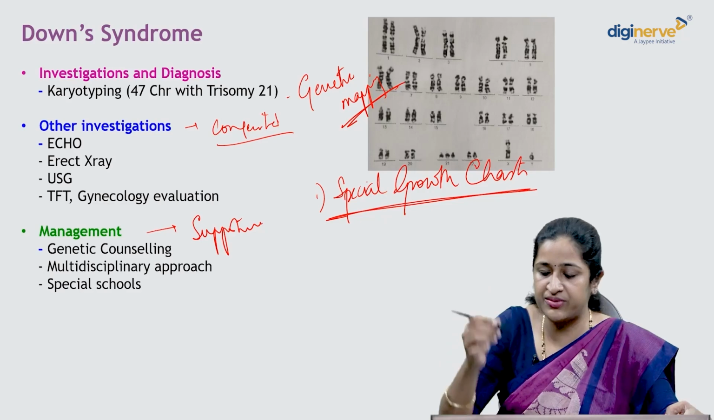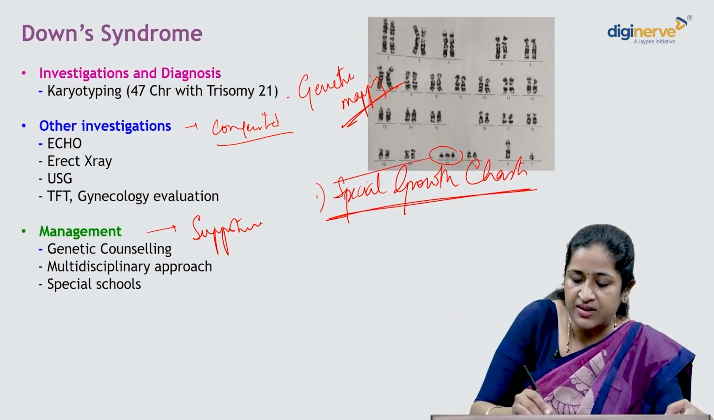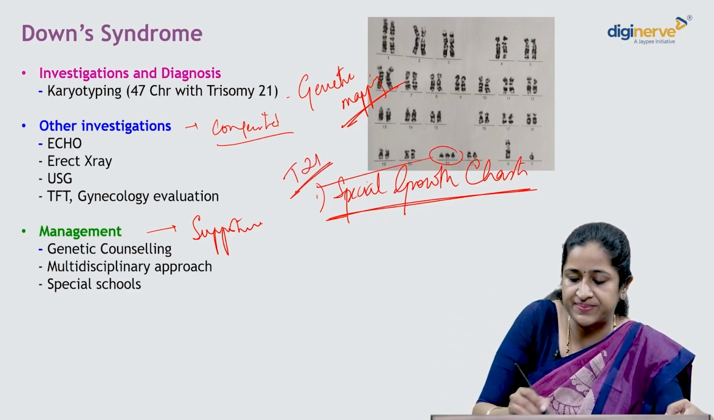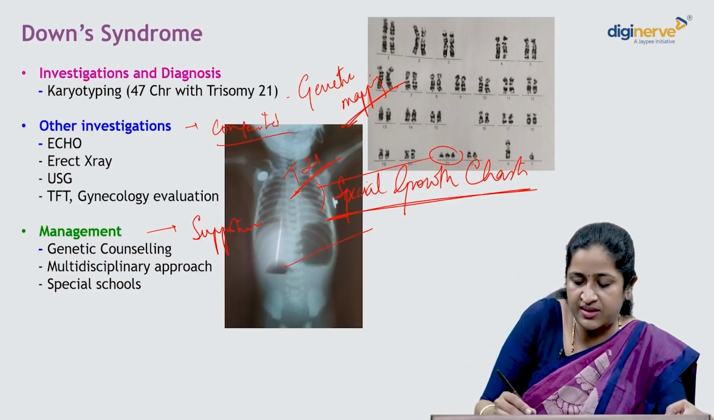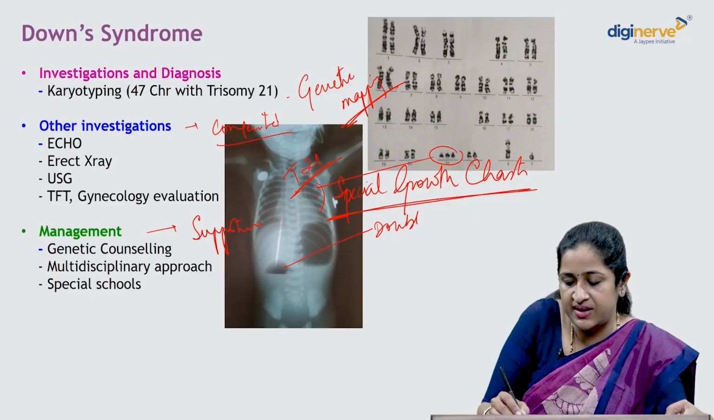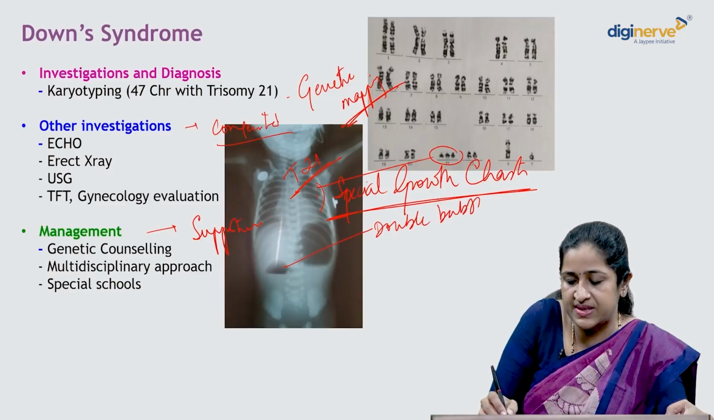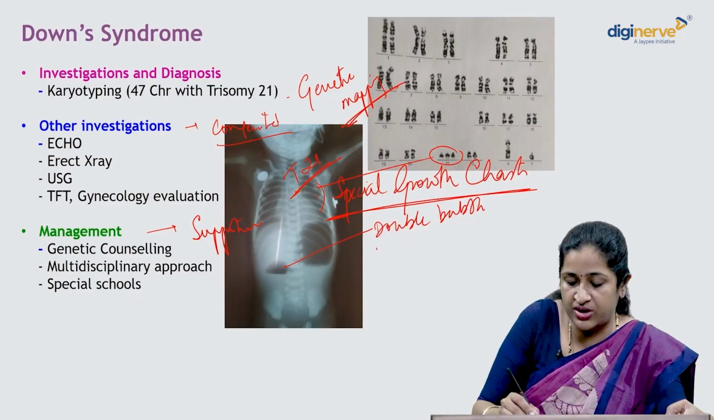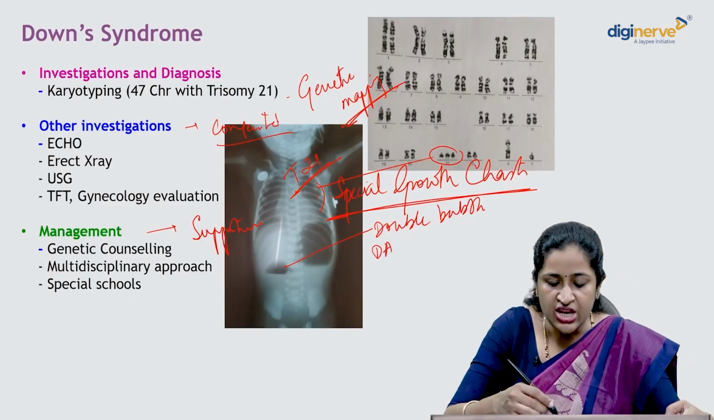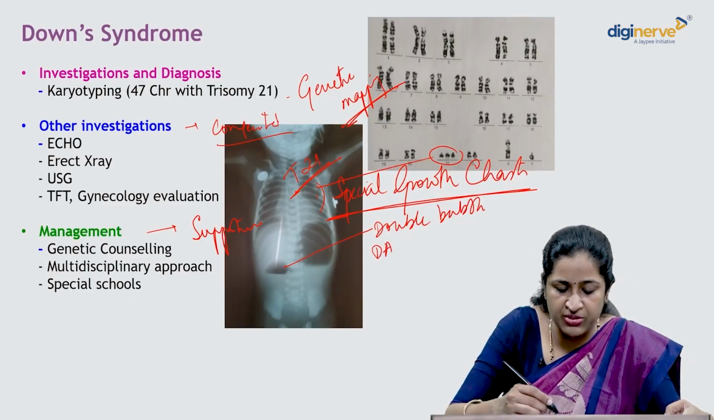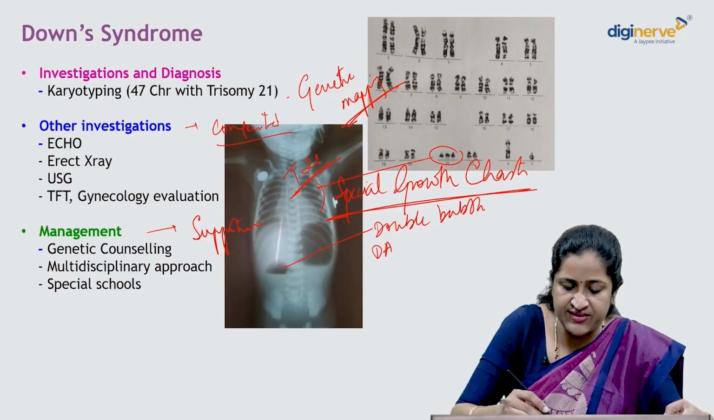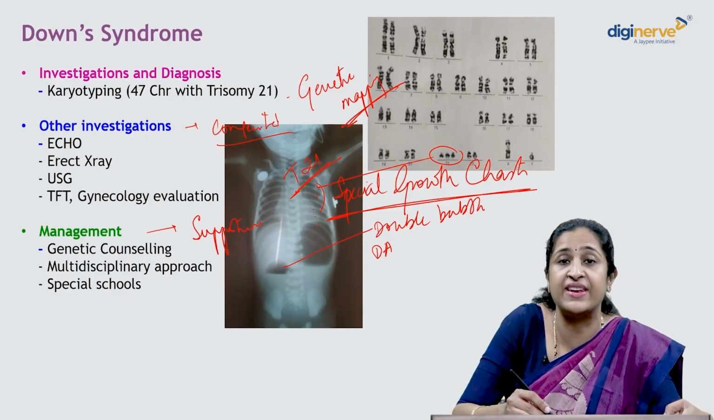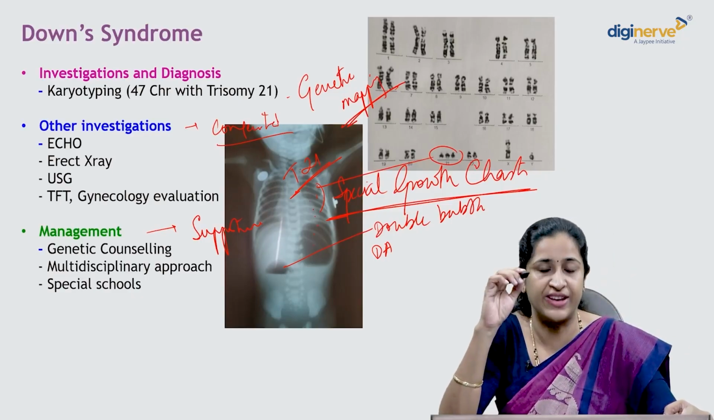This is the karyotype of Down syndrome. Here you can see the Trisomy 21. Okay, this is the X-ray. You can see the double bubble appearance of duodenal atresia. You can also see, if I count the number of ribs, 1, 2, 3, 4, 5, 6, 7, 8, 9, 10, 11. So you have 11 pairs of ribs.